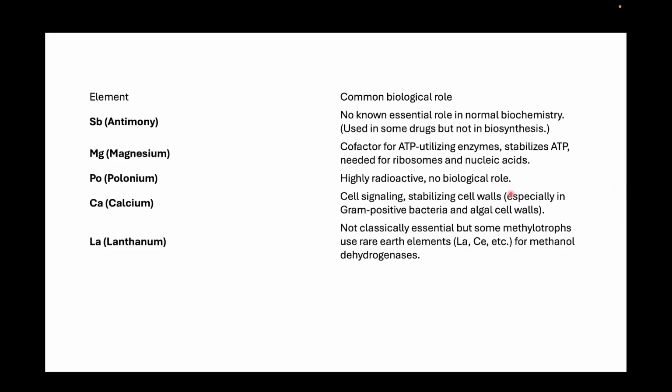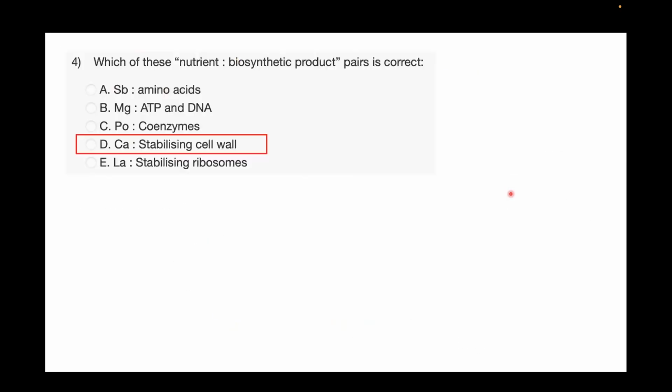So magnesium and calcium are both correct options, but calcium is more prevalent in terms of its action as a nutrient and biosynthetic product pair. And if you follow the lectures of Professor Pinaki, then he has also mentioned phosphorus with ATP and DNA as a nutrient biosynthetic product, which is a better match than magnesium with ATP and DNA. Therefore, the correct answer is calcium with stabilizing the cell wall. I hope it is clear to the students.